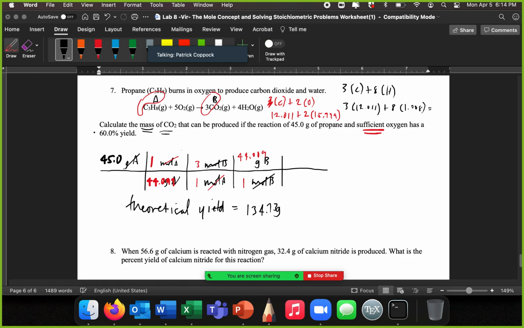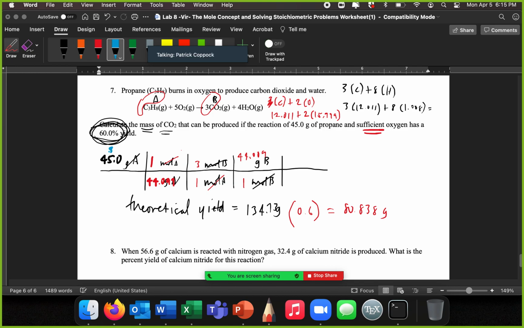Now, the question is not the theoretical yield. The question is if you actually got 60%. What you'd do is multiply this times 60%, so your answer is going to be that times 0.6, which is 80.838 grams. And I'm going to go through and check my sig figs now.